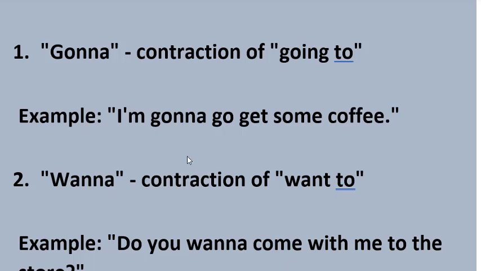سنرى 12 اختصارا شائعا في اللغة الإنجليزية. أول كلمة هي Gonna، والتي هي اختصار لـ Going to، Contraction of Going to. Example: I'm gonna go get some coffee. سأحضر بعض القهوة. I'm gonna go get some coffee. Gonna تعني سوف. I'm gonna go سأذهب. I'm gonna go get some coffee.